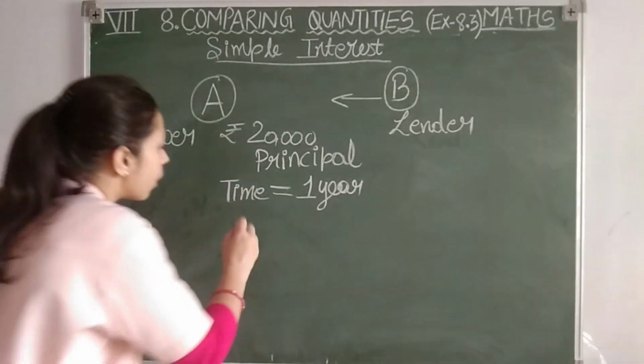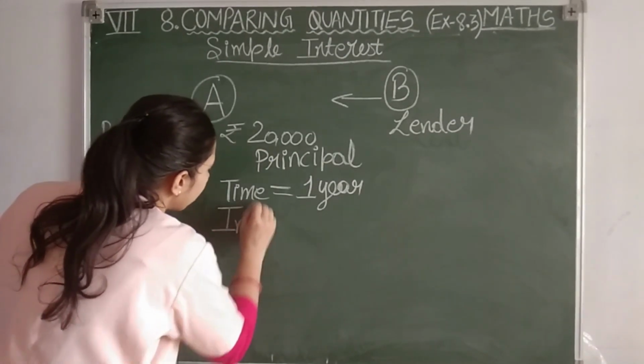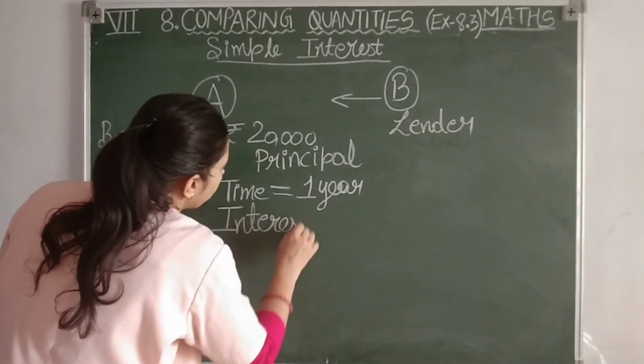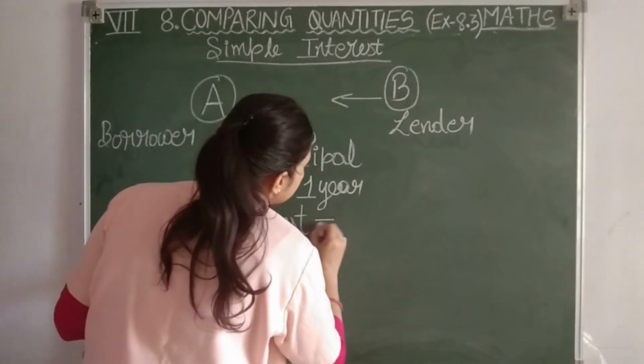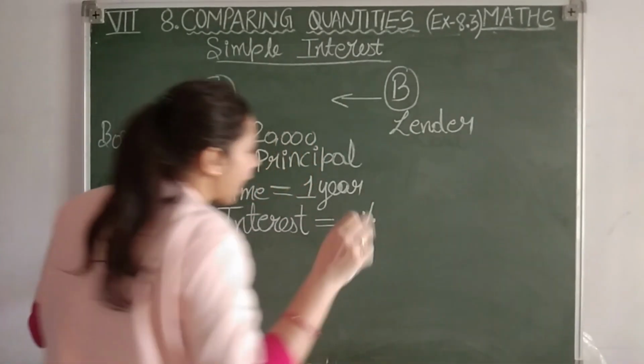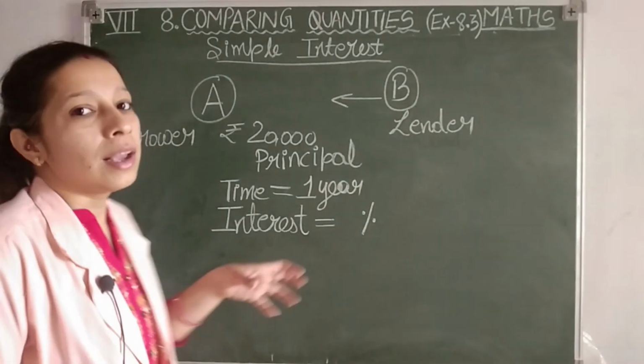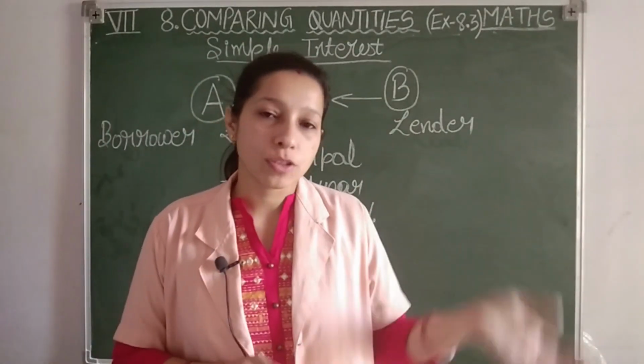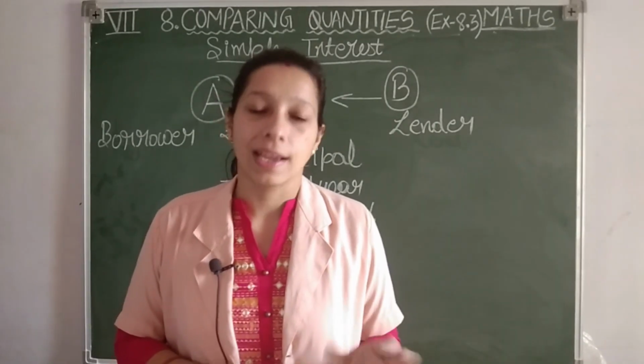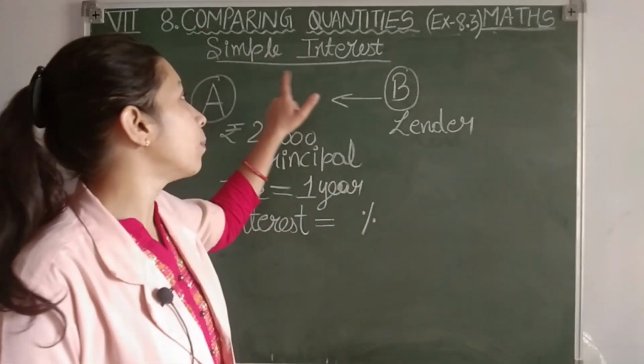That amount will be decided with some percentage, students, and that extra amount is known as interest. Okay, students, that extra amount which the borrower pays to the lender is known as interest. Now we are going to learn about simple interest.